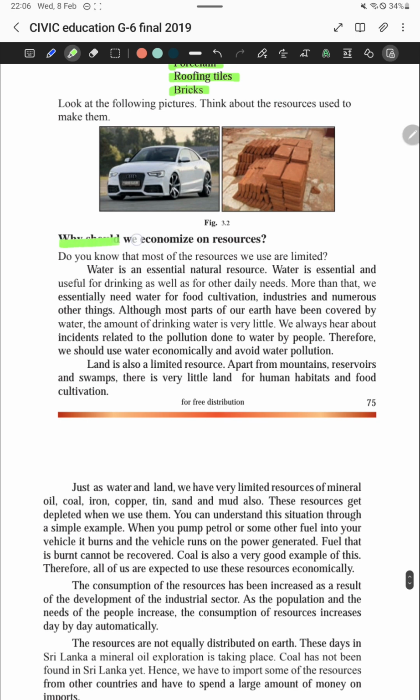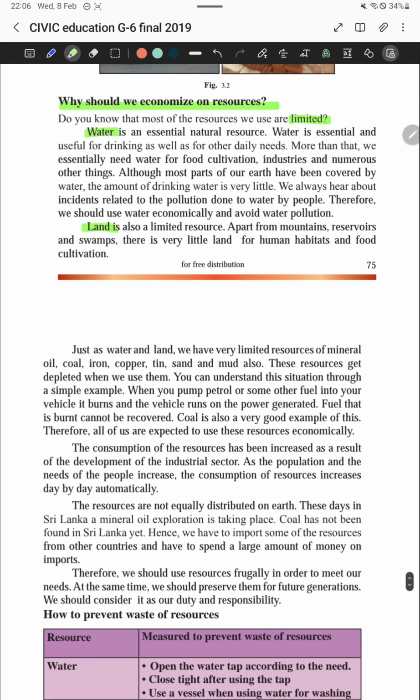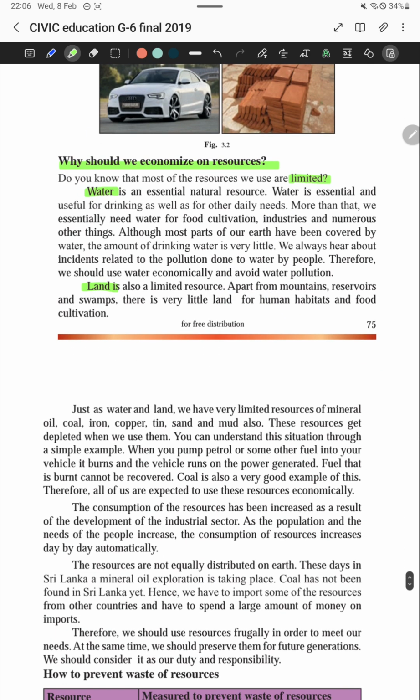So why should we economize on resources? Why do we have to save resources, right? When you talk about this, do you know most of the resources we use are limited? I have told you now, right? Water is a limited resource, right? And land is a limited resource, right? If you destroy them, you will not have a good life as a human being, right? That is what we know, the most essential thing for a person to live. You can live without food, but you can't live without water. That must be kept in your mind, right?